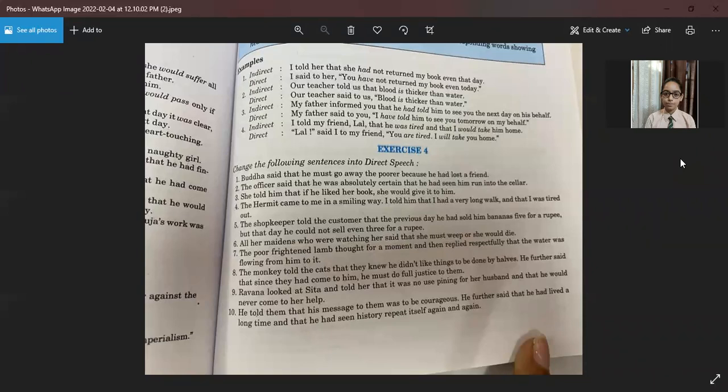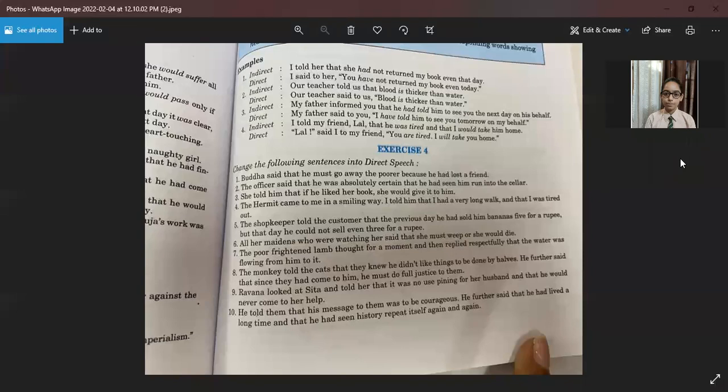Next. She told him that if he liked her book, she would give it to him. How will it be changed? She said to him, "If you like my book, I will give it to you." Give it. Okay, a bit of a mistake in pronunciation.